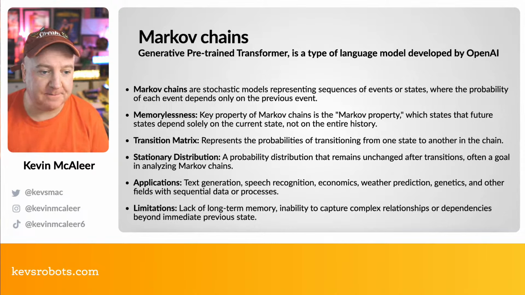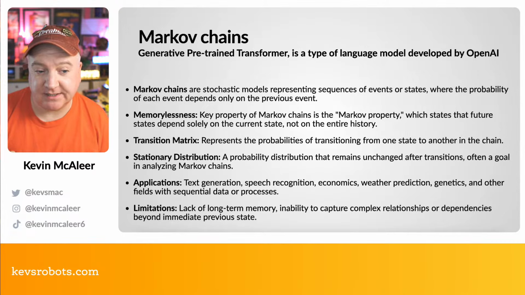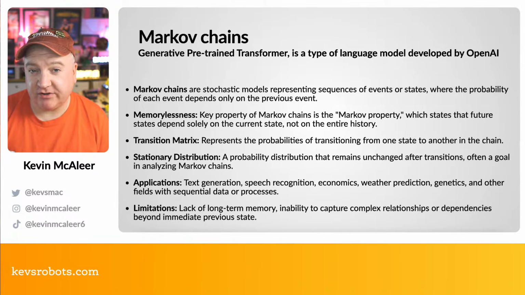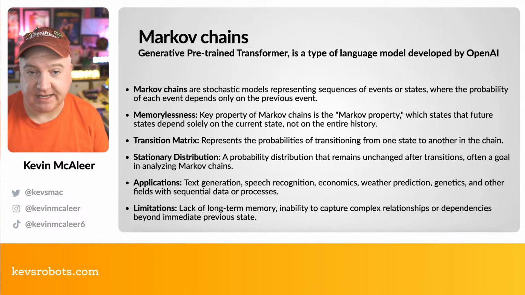There's also a thing that we looked at before, that little table, that's called a transition matrix, and that represents all the probabilities of transitioning from one state to another in a chain. And a stationary distribution is a probability distribution that remains unchanged. So sometimes you want things to stay the same in a Markov chain, and that's a property you can train for and test for.